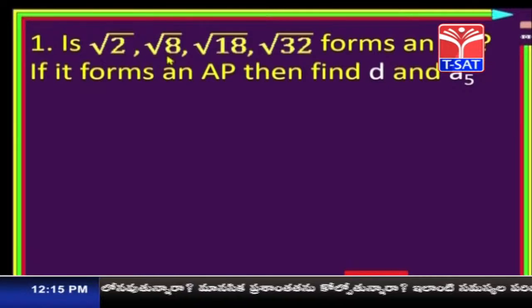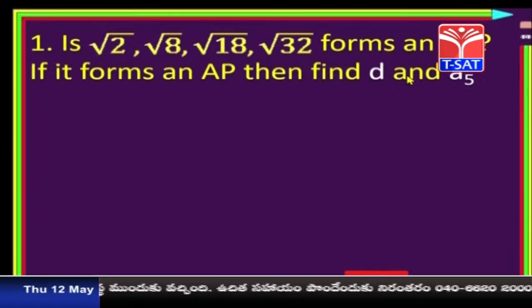Based on this relation we may get some problems in examinations. Now we have knowledge of the nth term, so we will solve some problems based on the nth term of AP formula. This is the first problem: do root 2, root 8, root 18, root 32 form an AP? If it forms an AP, then find the value of D and the value of A5, the 5th term. Students, when we have a problem, we have to read it carefully, write the given data and the related formula, and then we can solve the problem easily.